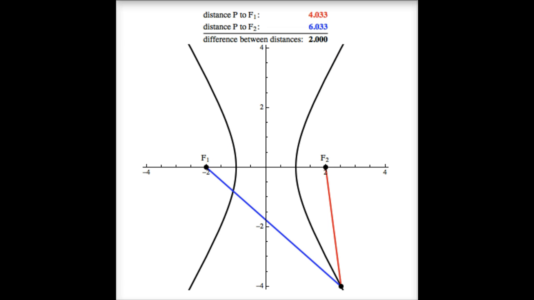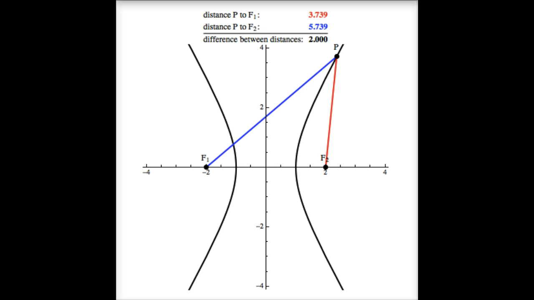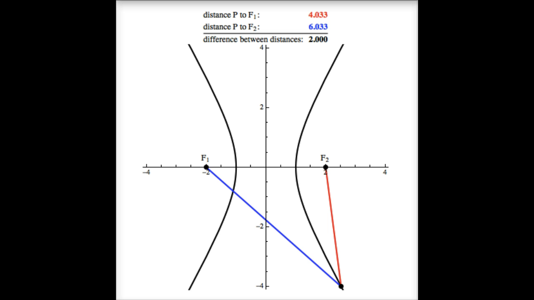Again, notice no matter how we move point P, whether it's here or all the way down here, that difference between the distances remains a constant.